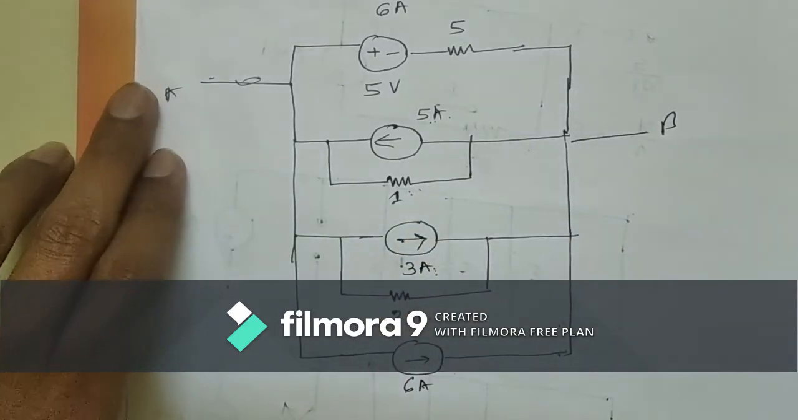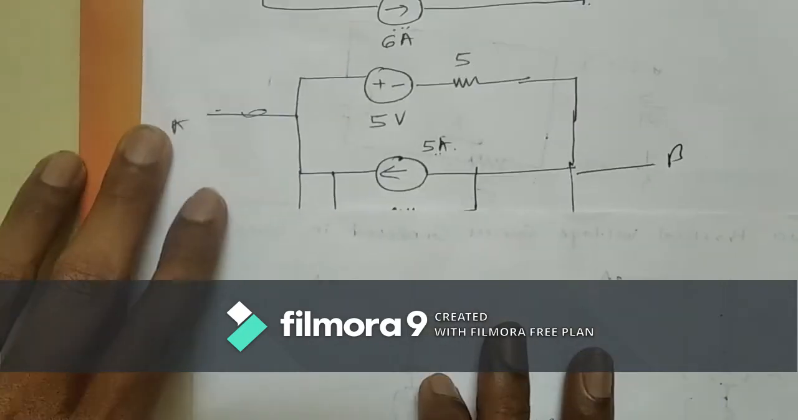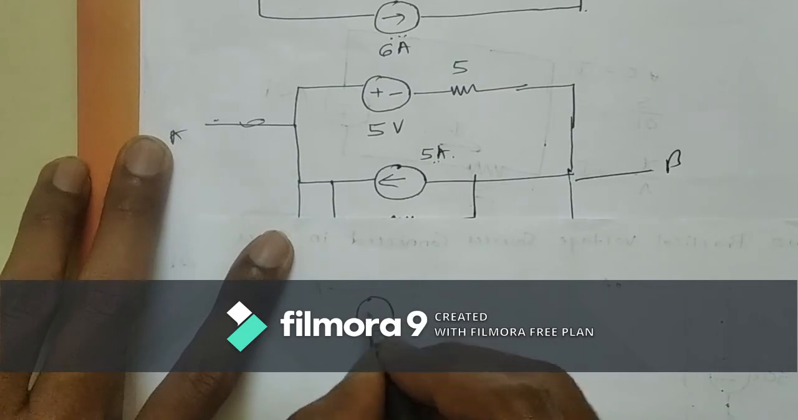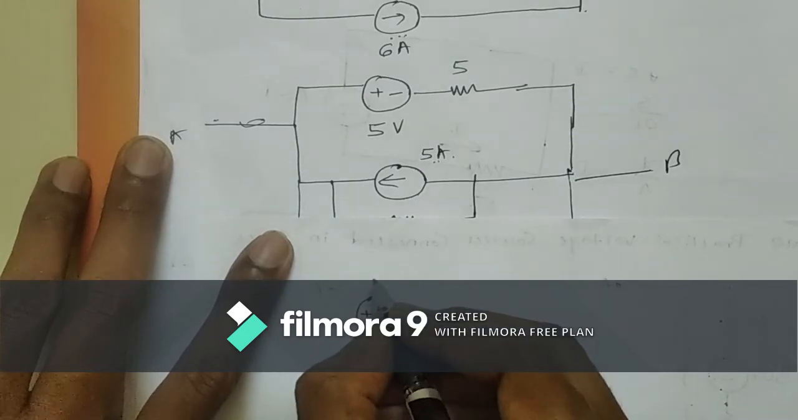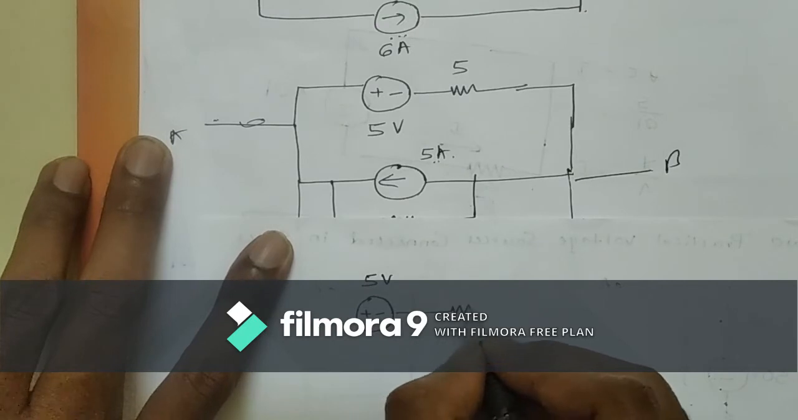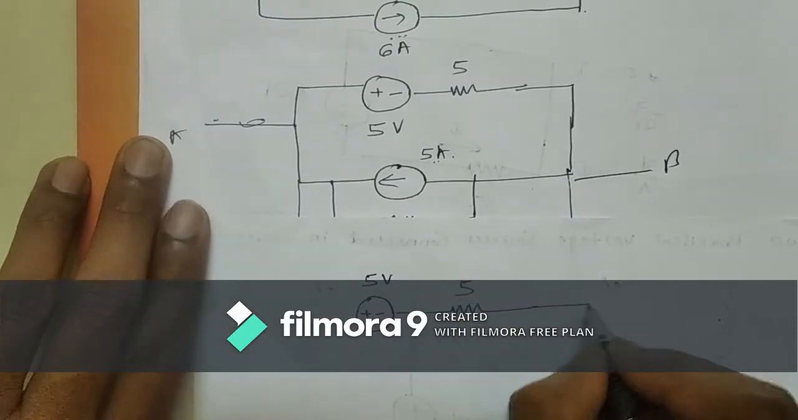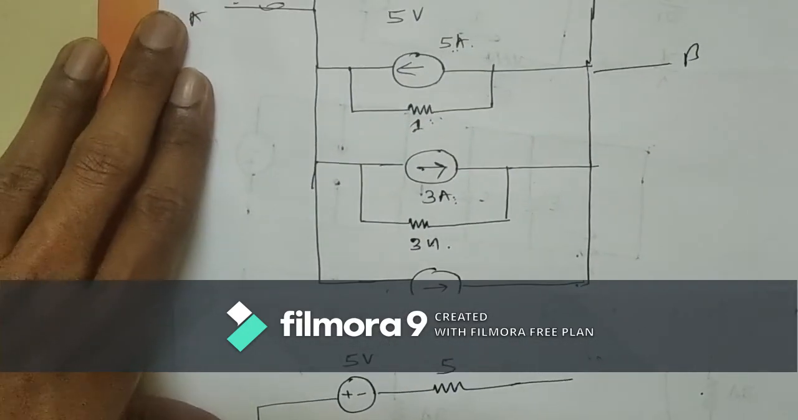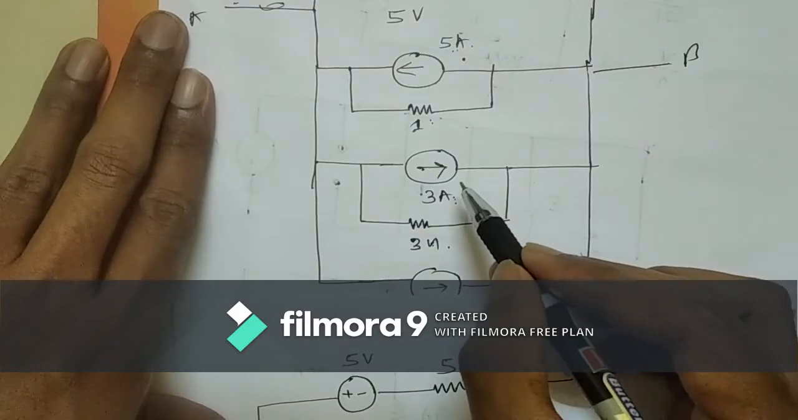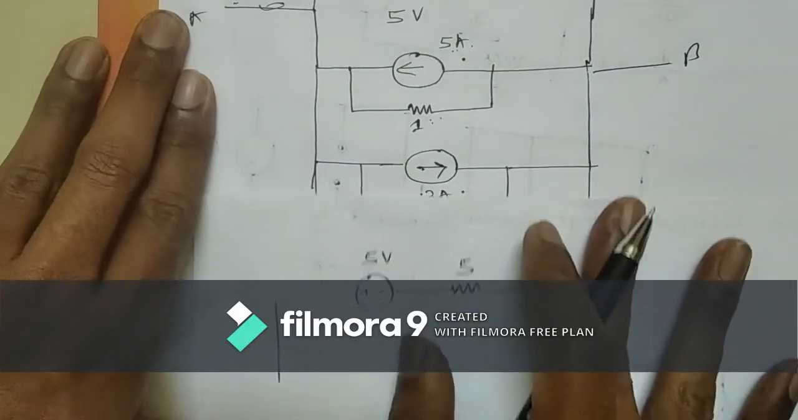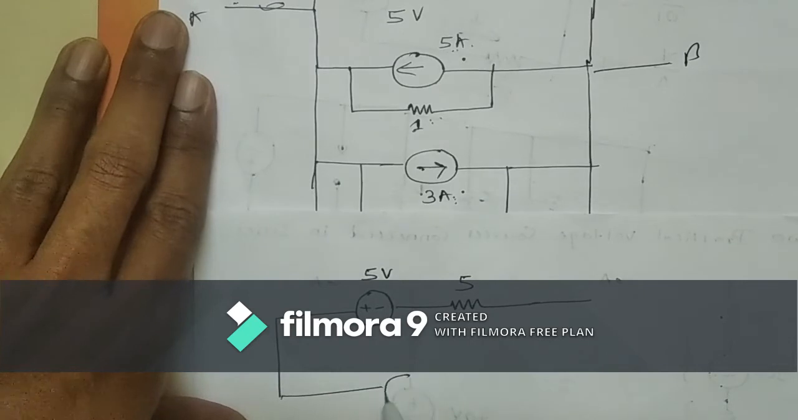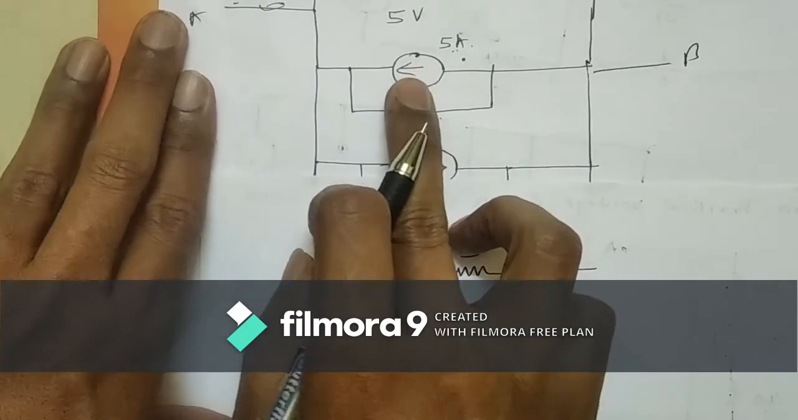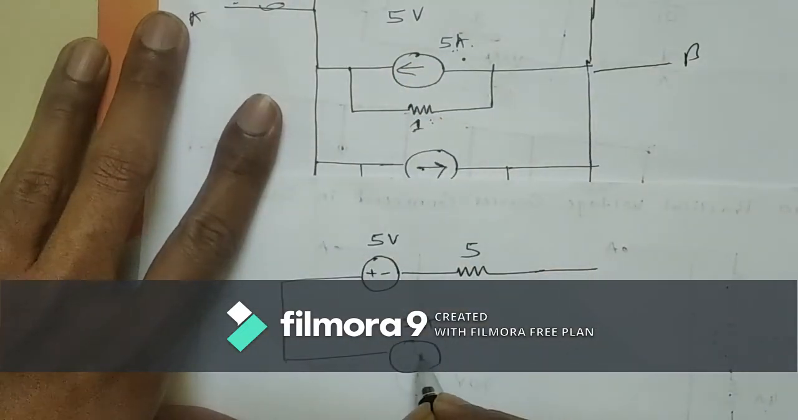So just to reduce this, this above branch I will draw as it is. So this is plus, minus, 5 volt, 5 ohm. I am reducing these two sources, this 5 amperes and this 3 amperes, which are in parallel. So the net current is 2 amperes. The direction of this source is the same as the bigger source, 5 ampere, so it is flowing from right to left.